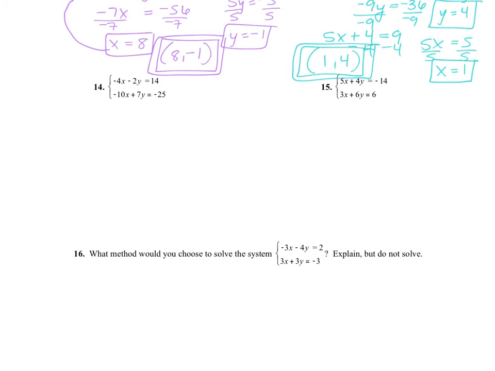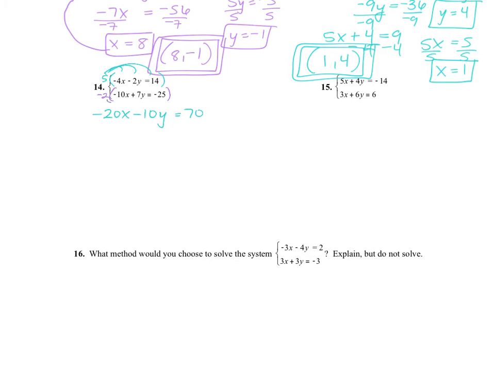Okay, so I would probably, actually on this one, make my x's 20 and negative 20. So I'm going to multiply the top by 5. That'll be negative 20. And then I'm going to multiply the bottom by negative 2, and that'll be my positive 20. So let's do that. This goes to all of them. So negative 20x minus 10y equals 14 times 5 is 70.